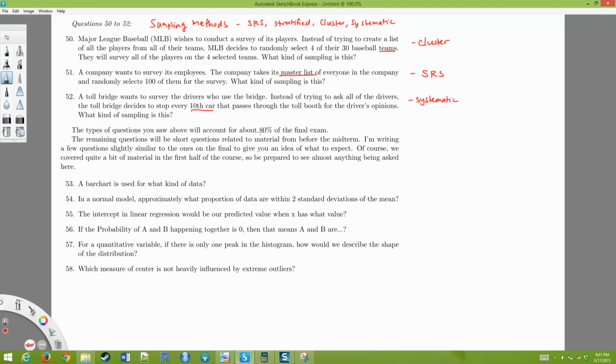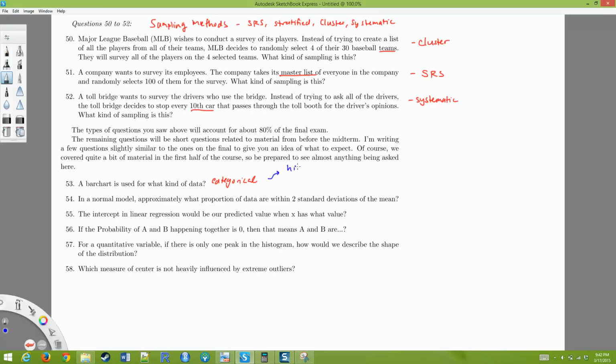All right, and then I've got a few questions like this. This is stuff from before the midterm. Non-calculation questions, just conceptual things. Of course these questions are not going to be used, but you can think of questions that are similar. So a bar chart is used for what kind of data? Do we have numeric data or categorical data? Bar chart is for categorical. Of course, that question is now not going to show up on the final, but maybe it's good to review the other display methods.